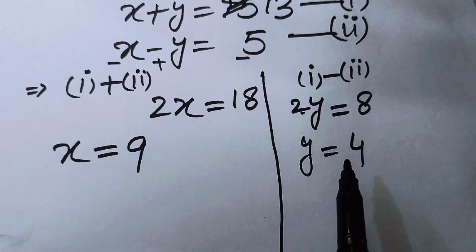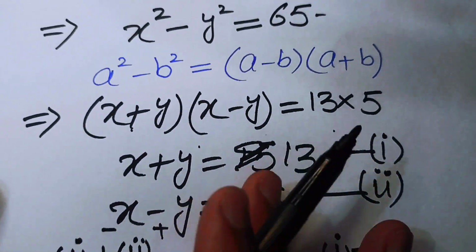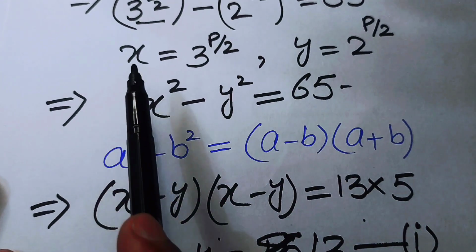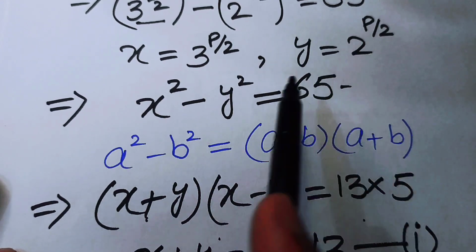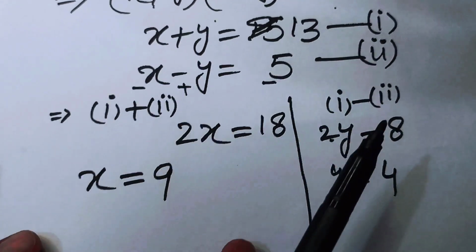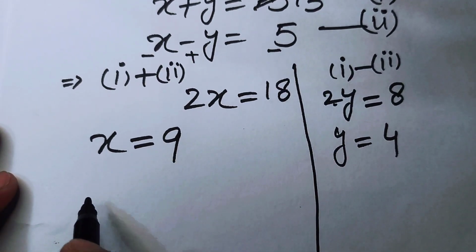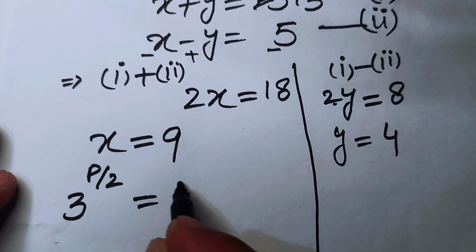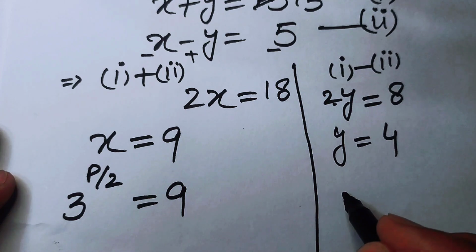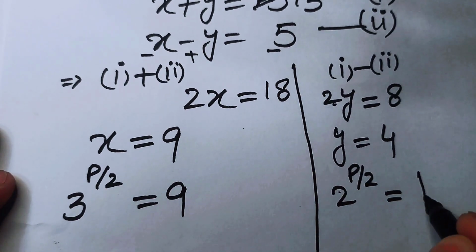So x is 9 and y is 4, and now we back substitute the values of x and y. In the start of the question we took x is equal to 3 to the power of p over 2 and y is equal to 2 to the power of p over 2. We back substitute these two values, and here you have 3 to the power of p over 2 is equal to 9, and 2 to the power of p over 2 is equal to 4.